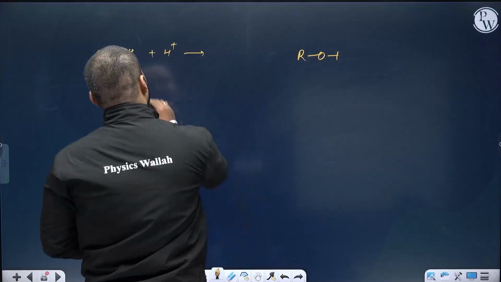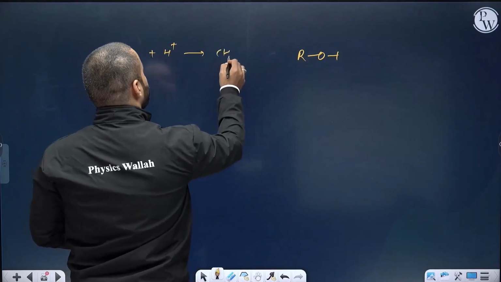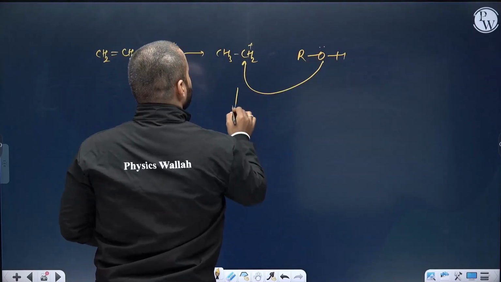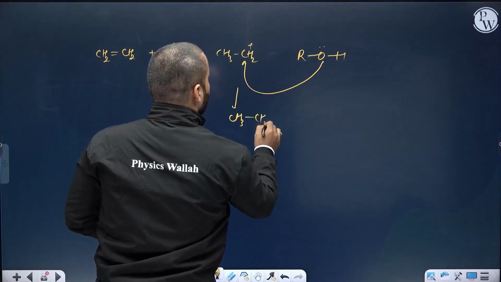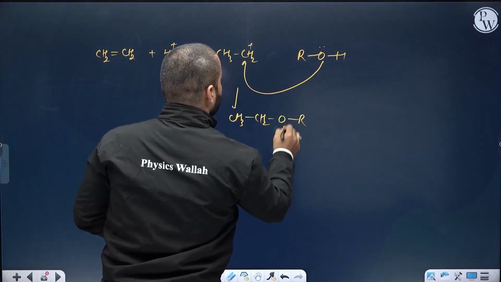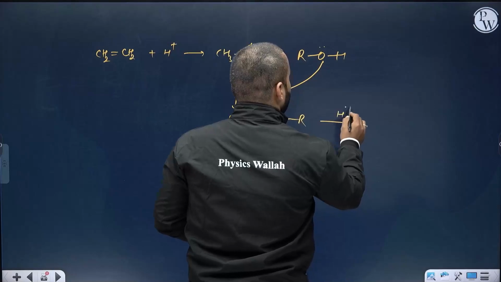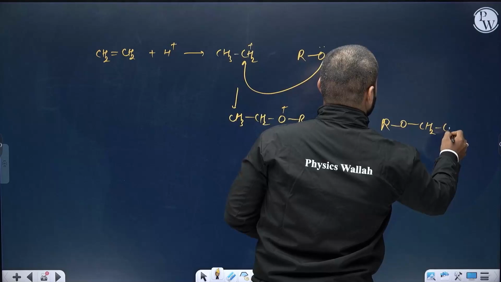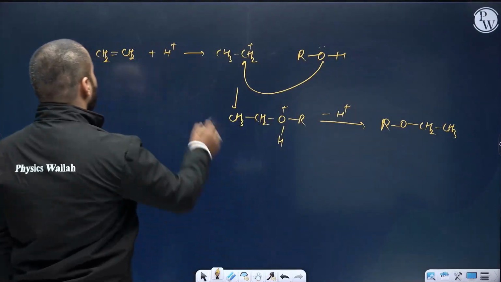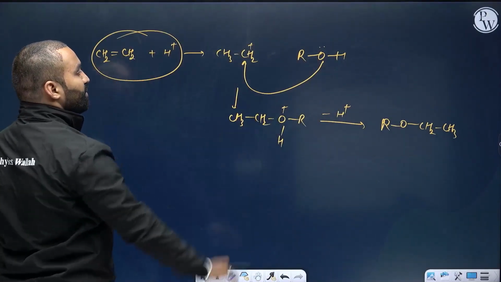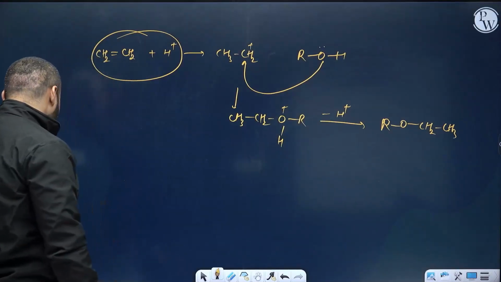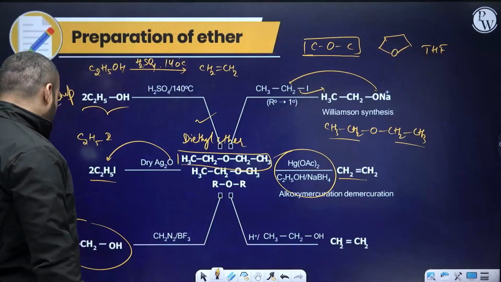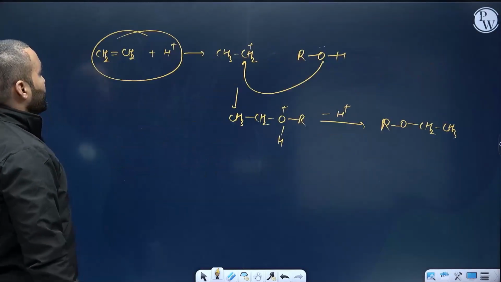We will first protonate the alkene, so it generates CH3CH2+. Now this alcohol molecule will attack on this center and generate CH3CH2 and OR with H with a positive charge, and then proton loss in the end will generate R, oxygen, CH2, CH3. The ether is formed. So remember, first you have to protonate your alkene, then the carbon-oxygen bond formation happens. Okay? Let's see if there is anything else left over here. No, nothing. So the preparation methods of ethers are also discussed.